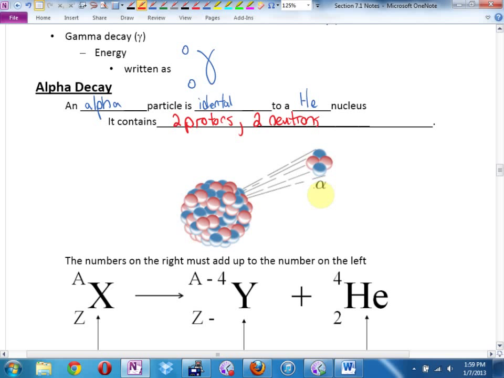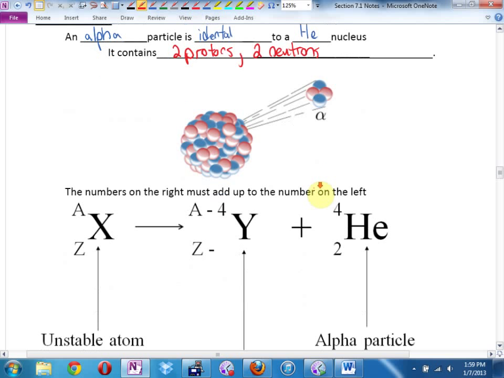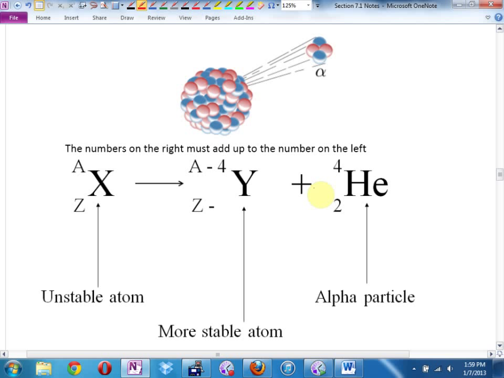There's a little picture. You can see, I tried to show, it's easier in color, yours is black and white, sorry, but I tried to show 2 neutrons, 2 protons, no electrons. It's a helium nucleus. If you're trying to write an equation, the numbers on the right must add up to the numbers on the left. Let me give you an example.